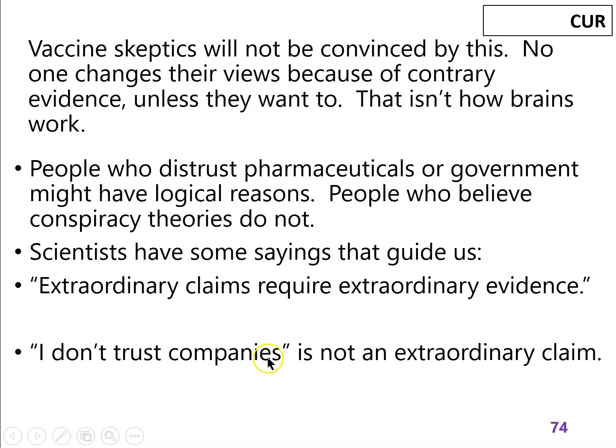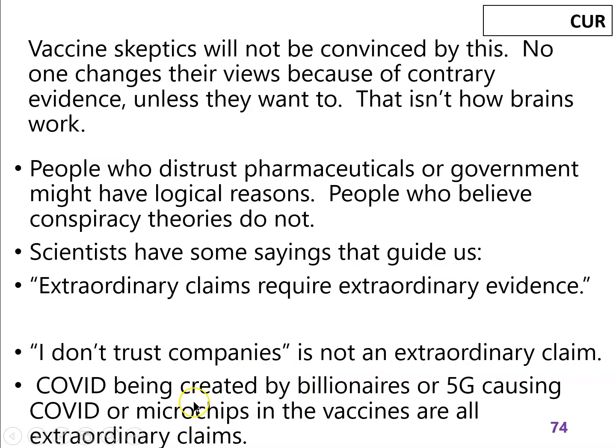What we see is, well, I don't trust companies. That's not an extraordinary claim. You don't need extraordinary evidence to say you don't trust companies, and I won't argue with that. But someone saying that billionaires created COVID, please. Not even a billionaire can gather enough technology to design a virus like that. Or somehow 5G signals, so electromagnetic waves, could somehow interact with nucleic acids. Spoiler, they can't. Those are bonkers. Those are incredible claims, people are saying.